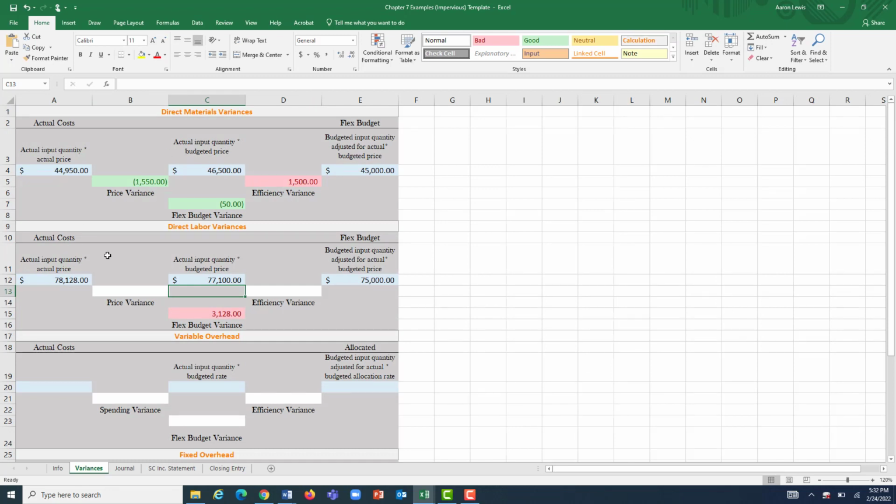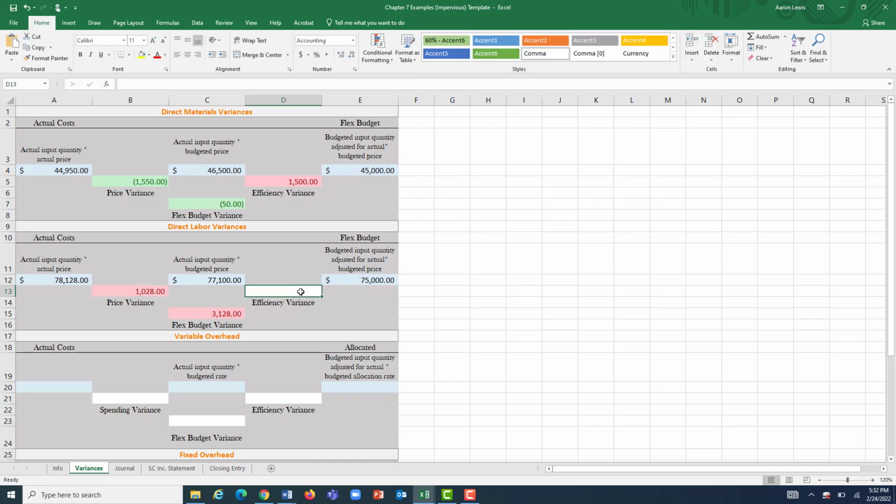So again, both of these numbers were computed using actual input quantity, which means this difference is purely attributable to the difference between our actual price and our budgeted price. And our direct labor price variance in this instance is that we paid a grand total of $1,028 more than we should have, which can be attributed to the fact that our actual average hourly labor price was higher than we budgeted for. But paying more is still not good for your company. That's unfavorable. What about over here?